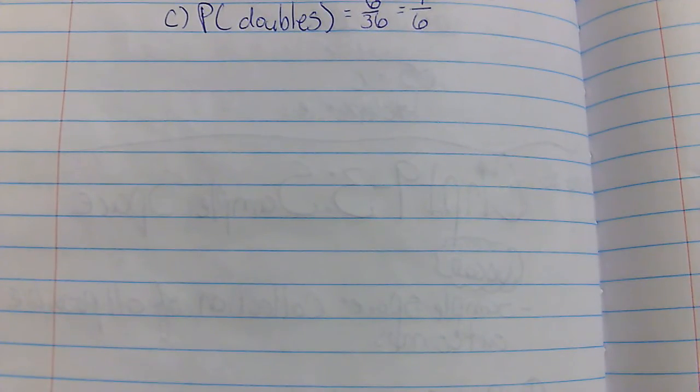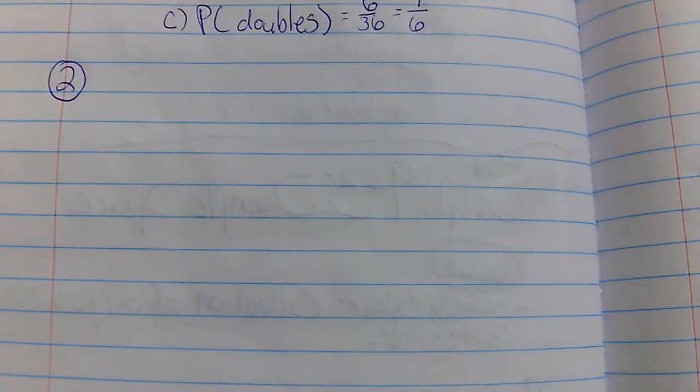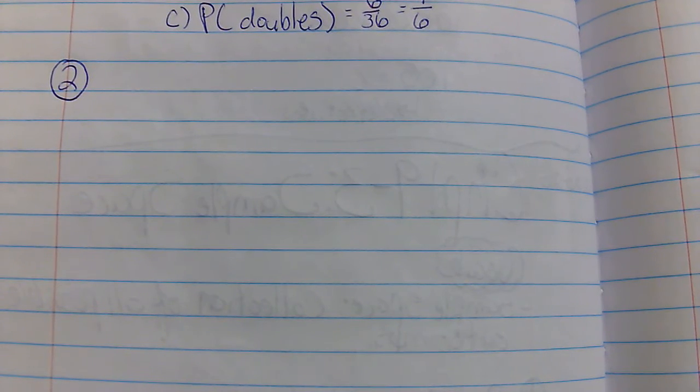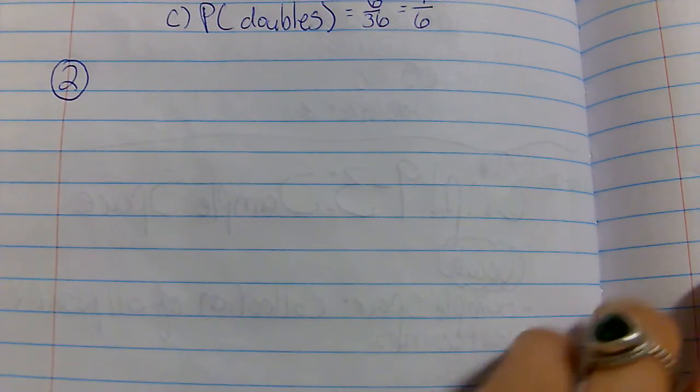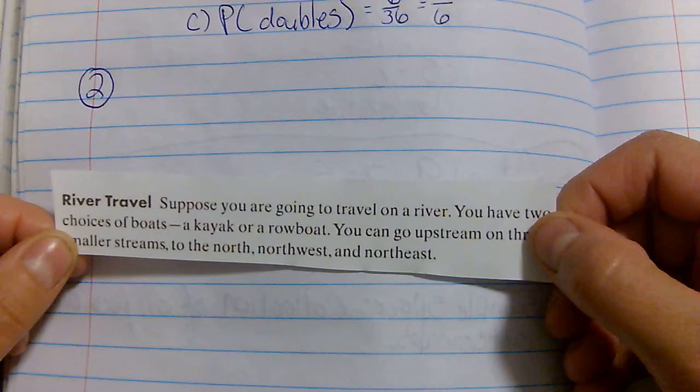Let me just move this down. How to make a sample space with something called a tree diagram. So go ahead and put a number 2. And there were some cutouts that I posted for you. Hang on, let me grab it. Alright, the 1 should look like this.